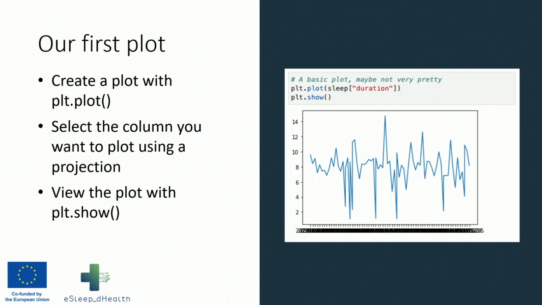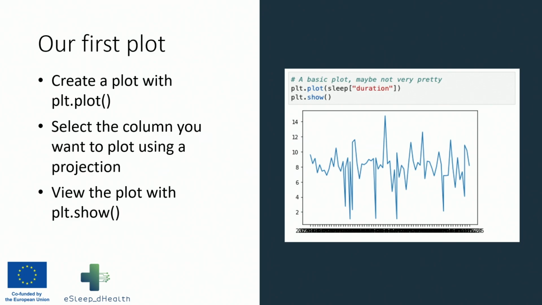Let's do the very basic plot using the sleep duration. So basically, we just type plt.plot, open bracket, sleep. Then we select the column that we want to plot. Here we choose the duration. Then we close the bracket. And then in another line, we write plt.show, open bracket, close bracket, to give our plot as an output. And here we can see the varying sleep duration over the 3 months.